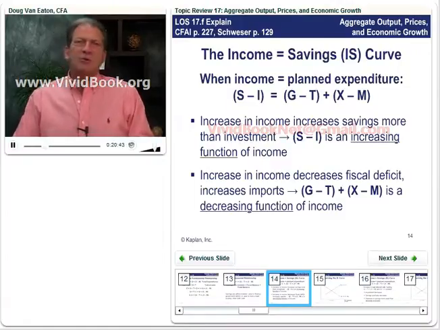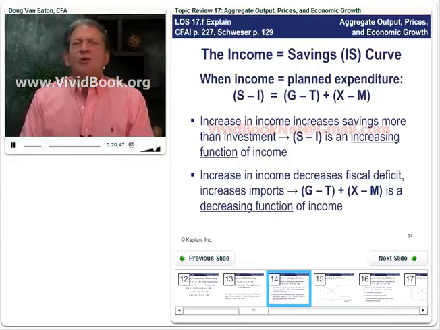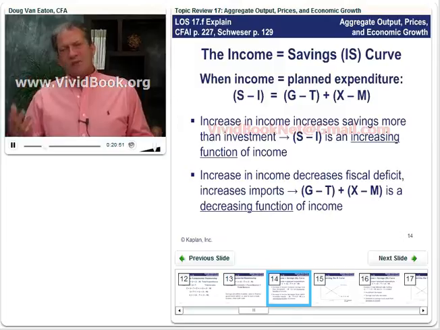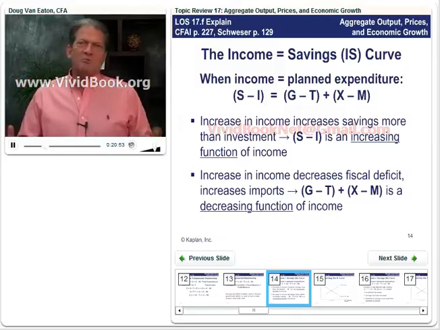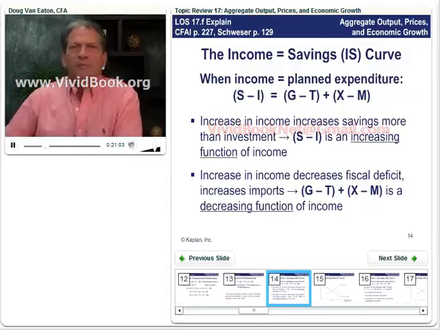The LM curve we're going to look at is the liquidity money curve. That's equilibrium in the money market. And so we've got equilibrium in the goods market, equilibrium in the money market, and then we're going to see where they cross, and that's an overall equilibrium in both markets. So let's take a look at this IS curve first.